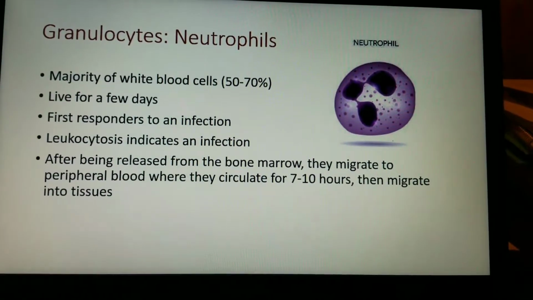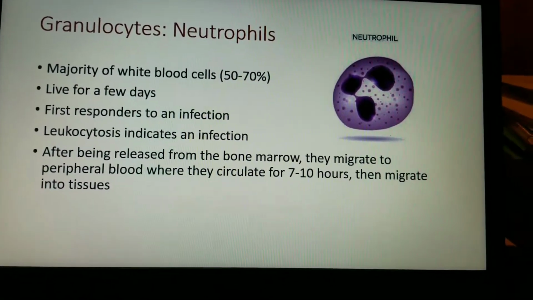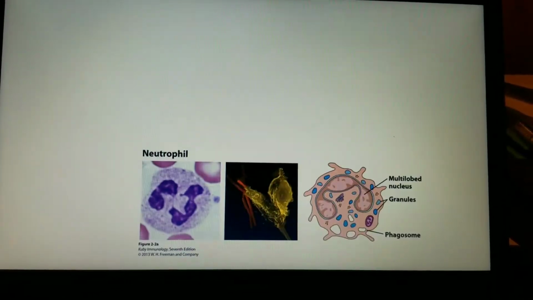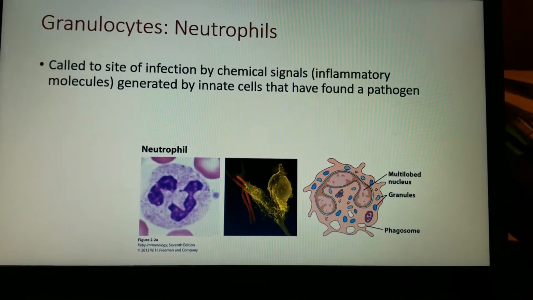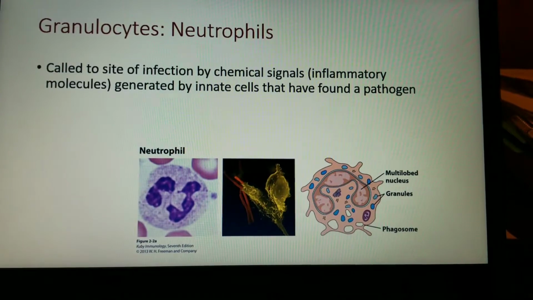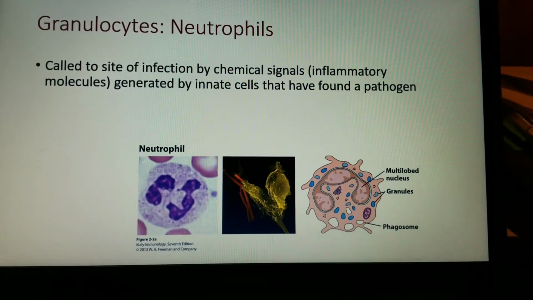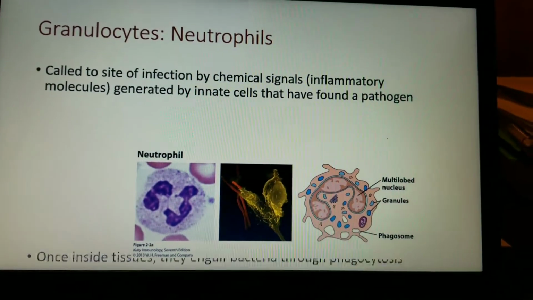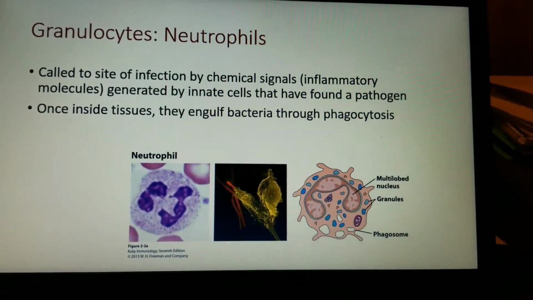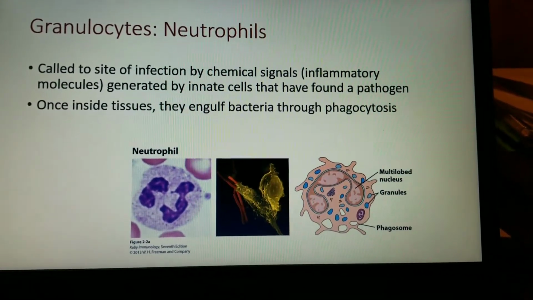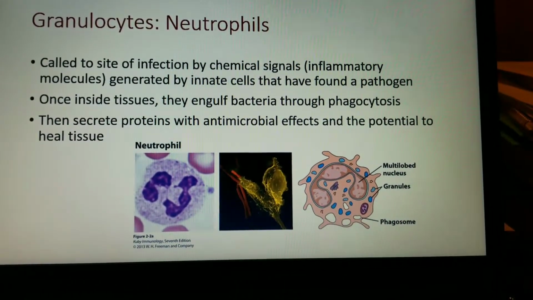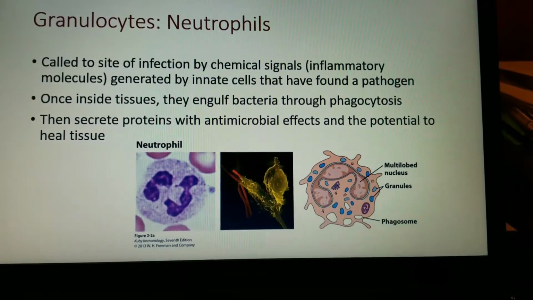So after being released from the bone marrow, they migrate to the peripheral blood where they circulate for 7 to 10 hours and then migrate into the tissue. They're called to the site of infection by chemical signals or inflammatory molecules, which are generated by innate cells that have found a pathogen. Once they're in the tissue, they engulf bacteria through phagocytosis. Then they secrete proteins with antimicrobial effects and the potential to heal tissue.